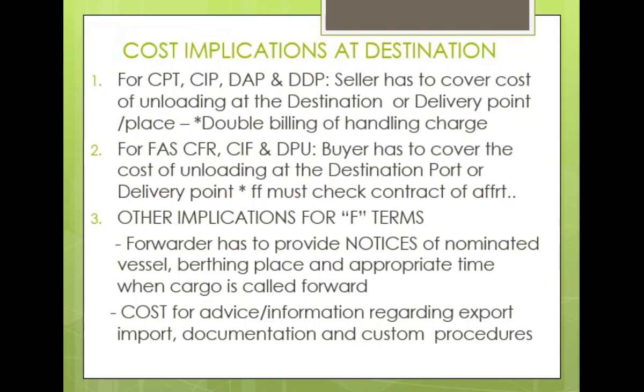There are certain cost implications at destination depending on the Incoterms selected. For CPT, CIP, DAP, and DDP, seller has to cover cost of unloading at destination or delivery point or place. There may be double billing of handling charges here if care is not taken. And for FAS, CFR, CIF, and DPU, buyer has to cover the cost of unloading at the destination point or delivery point. Freight forwarders must check contract of affreightment to avoid double billing.